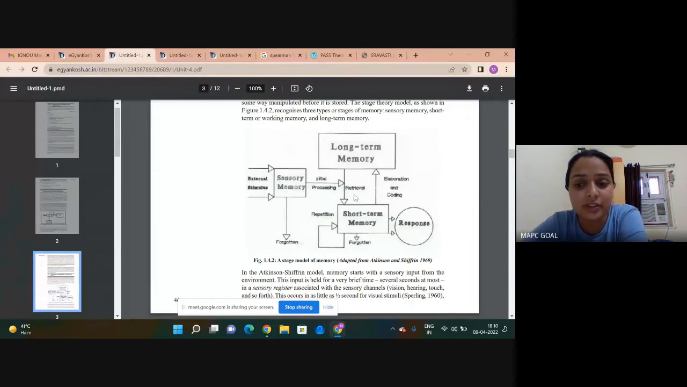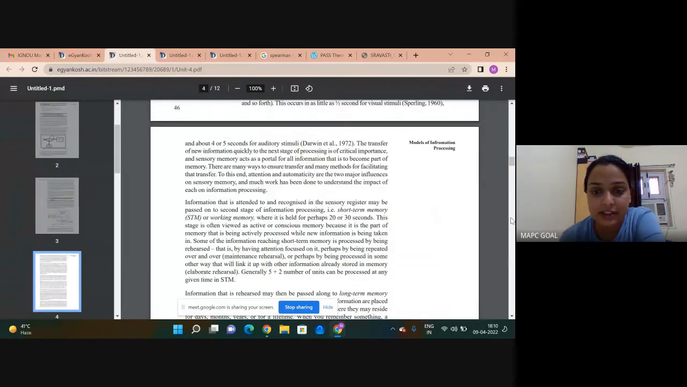Then only you can do the retrieval. Otherwise it would be difficult, and then you have to repeat, otherwise you'll forget. And it's not that from short-term memory it's very easy to send information to long-term memory, but it will take some time. Okay, so this was the Atkinson and Shiffrin model.